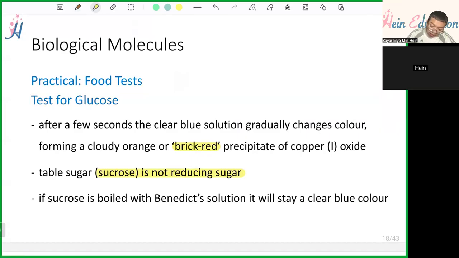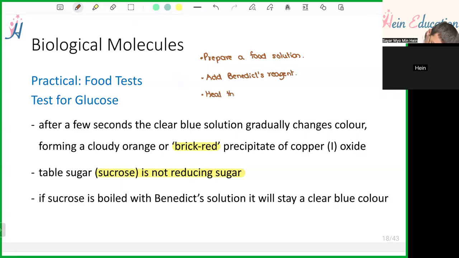So for this experiment, let's start by preparing a food solution. Whatever we want to test, make it a solution. Grind it, mix it with water, and then add Benedict solution, or Benedict reagent. After that, we have to heat the test tube using a water bath.